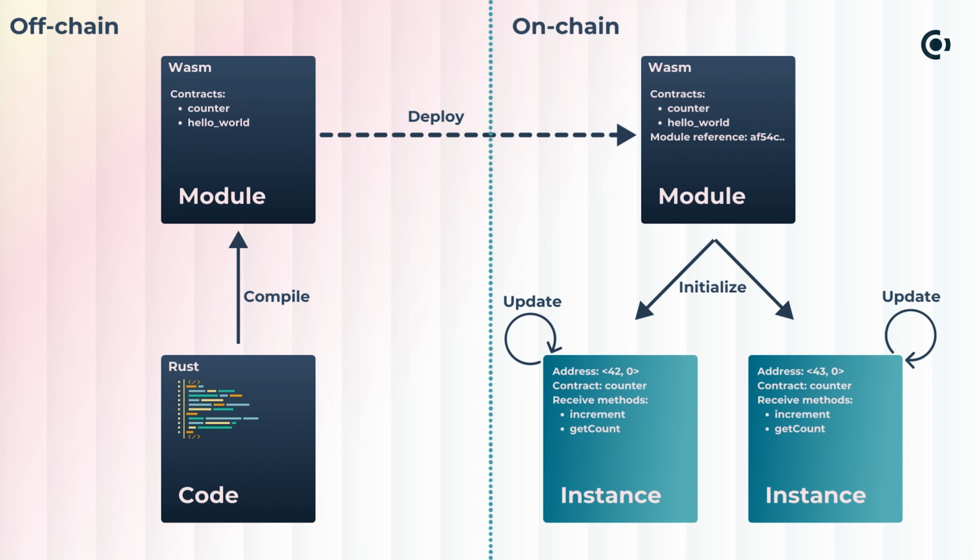With the overall flow in place, let's get a better understanding of what a smart contract instance is comprised of. Besides the address and contract name, it has 3 parts. The code, which lives in the deployed Wasm module, referenced by the instance, a persistent state, used for storing data, and a CCD balance. CCD is Concordium's native currency.